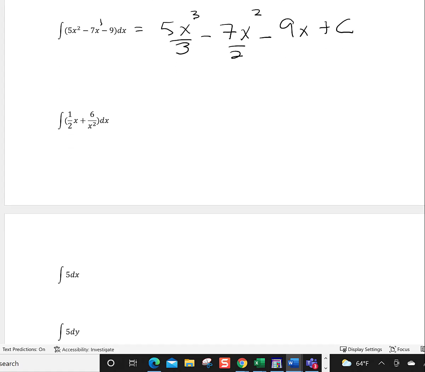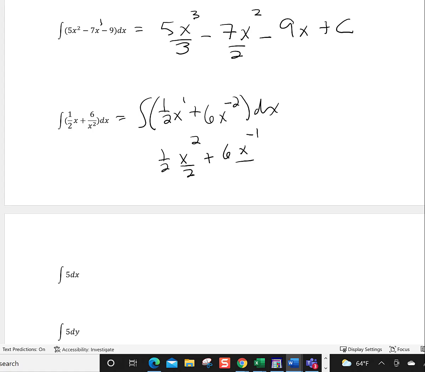Let's throw one a little bit different. I have the integral of a half of x plus 6 over x squared dx. Rewrite that. I'm going to leave it as a half of x, maybe write it as a power 1. I think that's helpful. And then let's say this is 6x to the negative 2 to write this as a power rule. So the 1/2, leave it alone. X, raise it to the power 2, divide by 2, plus 6x, now raise it, it's -1, divide by -1, add c. This can and should be simplified.